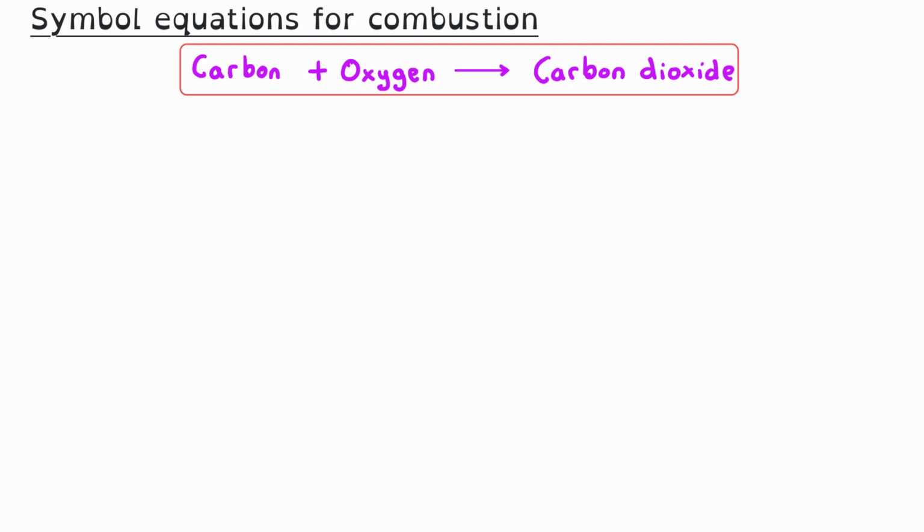Now that we've covered how to write word equations for combustion, let's take it a step further by representing these reactions using chemical symbols in symbol equations. For instance, when we have the word equation carbon reacting with oxygen to produce carbon dioxide, we could use the symbols. Capital C for carbon, oxygen is a diatomic molecule with the formula O2, and carbon dioxide is CO2, which is a covalent simple molecule containing one carbon atom and two oxygen atoms.